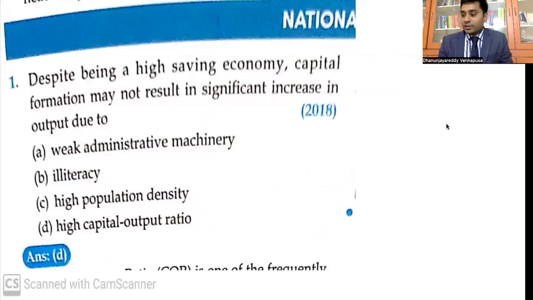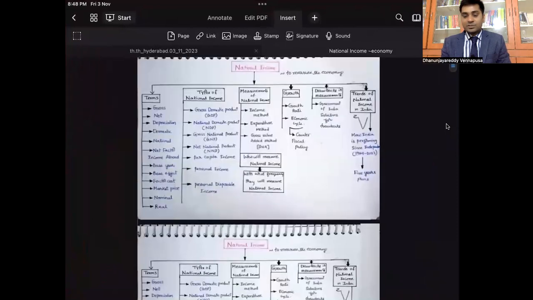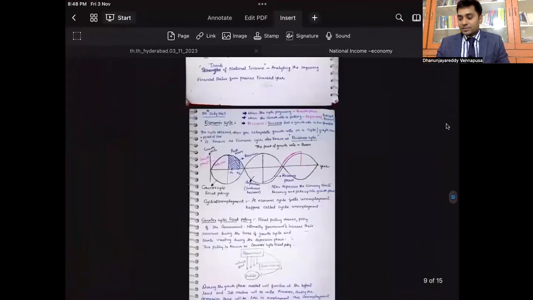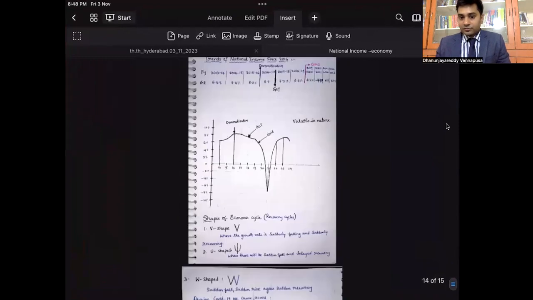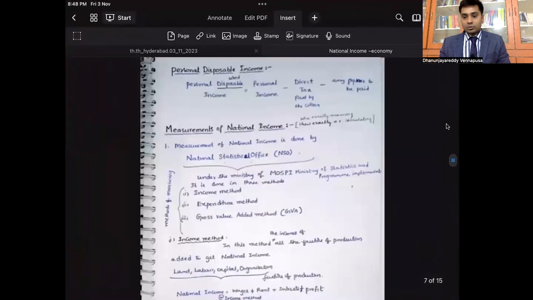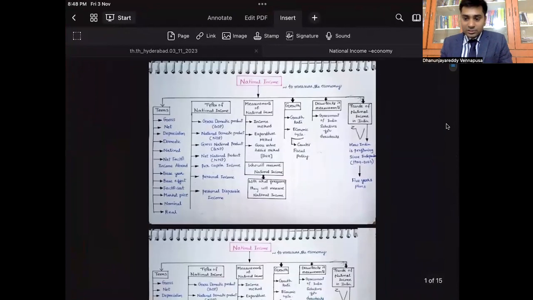So let's start today with national income. What is important for national income? Before going into this national income topic, let me give you an overview of what we have to look at. This is the note that I am going to share. This is again my class notes. As far as national income is concerned, one of my class students has shared it. In this we will find everything about national income. You can download this from the description box given below.